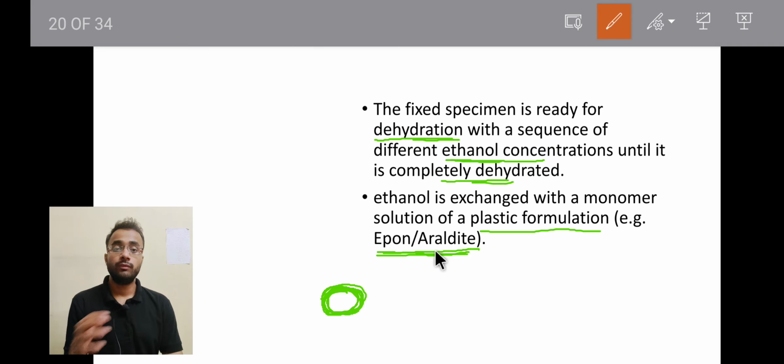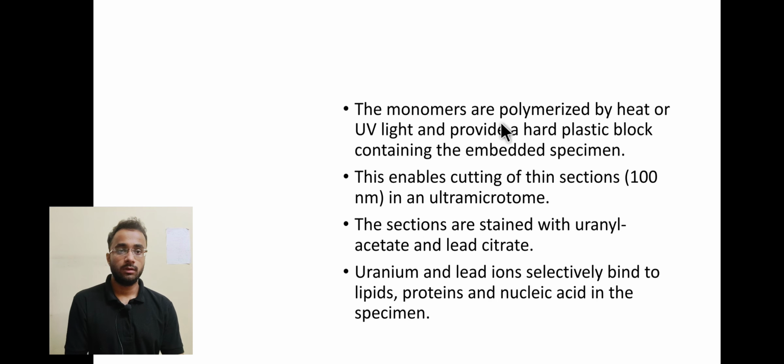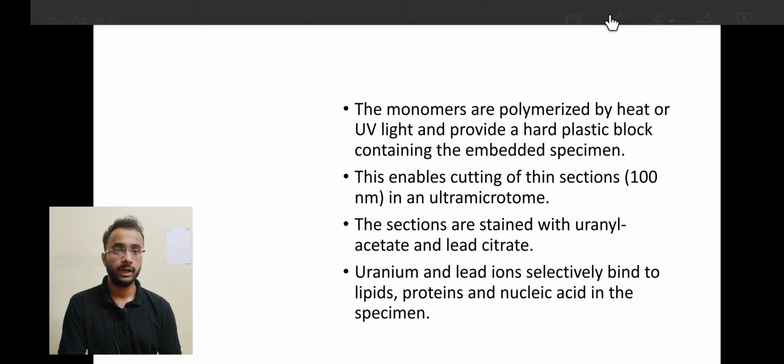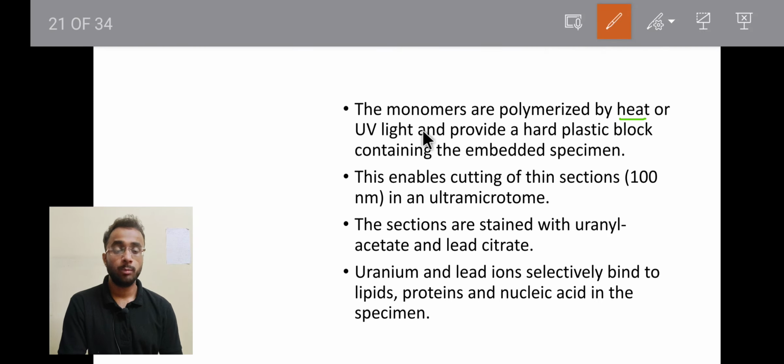We apply the monomers of Epon or Araldite, which is plastic, and the monomers are then polymerized by heat or UV light. We give a heat treatment or UV light treatment to polymerize the monomers, and it gets hard. First, the Epon is in a semi-solid, kind of liquid state, and after the heat treatment it is converted to a solid state. It becomes hard and provides a hard plastic block containing the embedded specimen, so that it can become electron beam resistant.